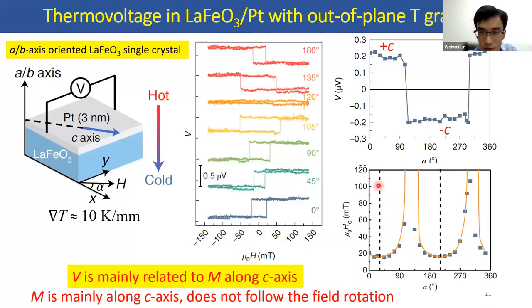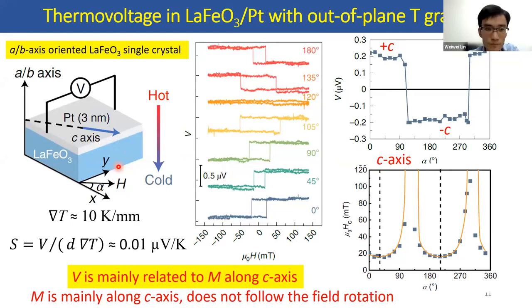Here I show the coercivity. We can see the switching field, the coercivity, as a function of the applied field angle. There is a minimum and also a maximum of the coercivity, and it follows a 1/cosine alpha dependence. The minimum of the switching field corresponds to the direction of the C axis. In this sample, the C axis is in plane and is 30 degrees from the edge of the sample.